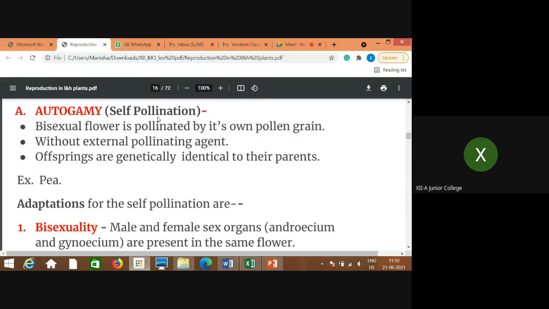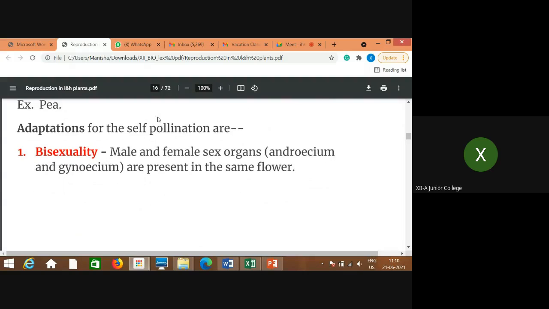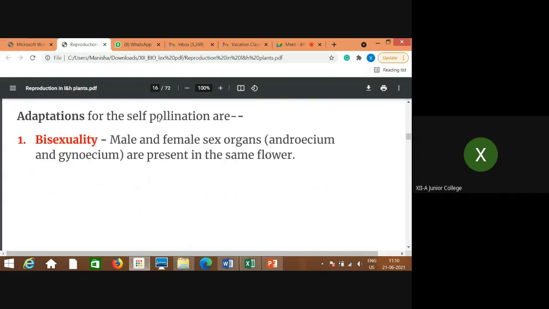So these are the very important characteristic features of autogamy. And the best example is what? Tea plant. Now, what are the adaptations? That means how this plant is adapted. Adaptation means adjusted to the changes in the environment. Maybe anatomically, physiologically, morphologically, there are different ways. So adaptations are seen in the flower. And what are these adaptations seen in the self-pollinated flowers?